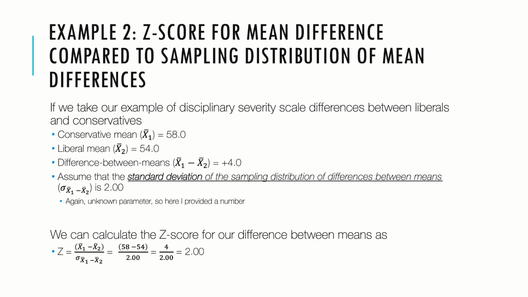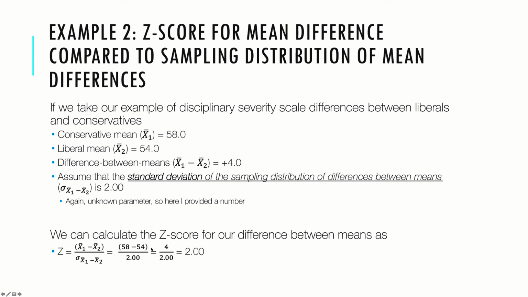So let's take our example. Discipline severity, conservative mean is 58, liberal mean is 54, the difference is positive 4. Let's say that I just gave you that standard deviation of the sampling distribution of the differences between means. That's sigma sub x bar 1 minus x bar 2. I said it's unknown because we don't have that sampling distribution of the differences between means. So I'm just going to tell you it's 2. Hypothetically, I gave you it's 2. Now, since I have that information, it's no longer unknown, we can calculate the z-score.